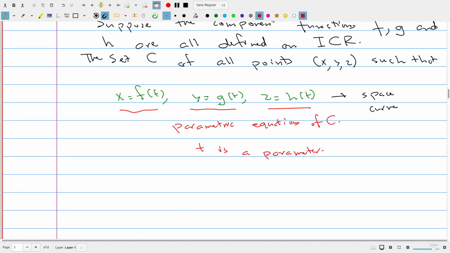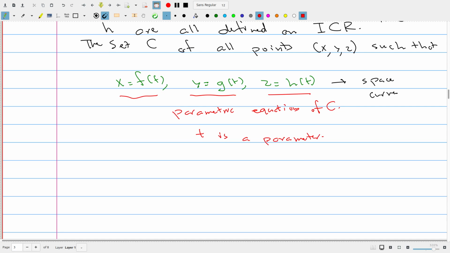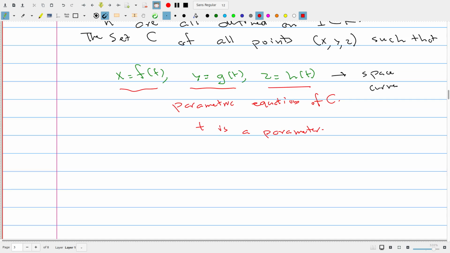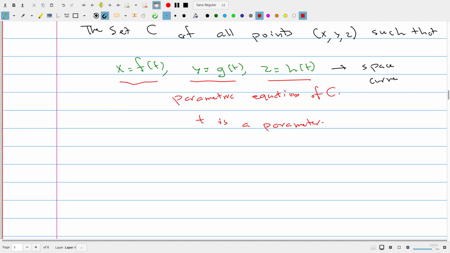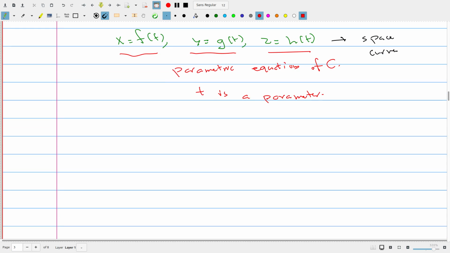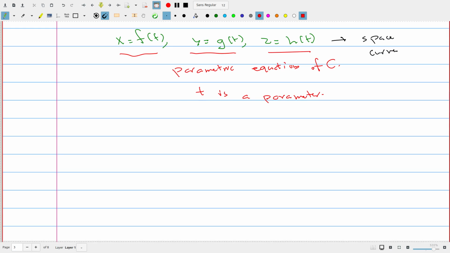T is what is known as a parameter. Right? So in this case, actually let's plot a space curve, and let's sketch a space curve with the direction of increasing t.